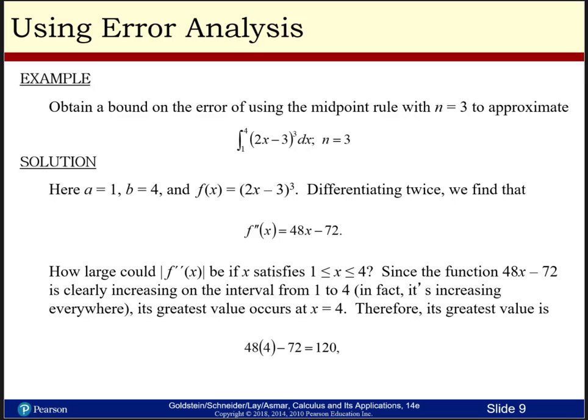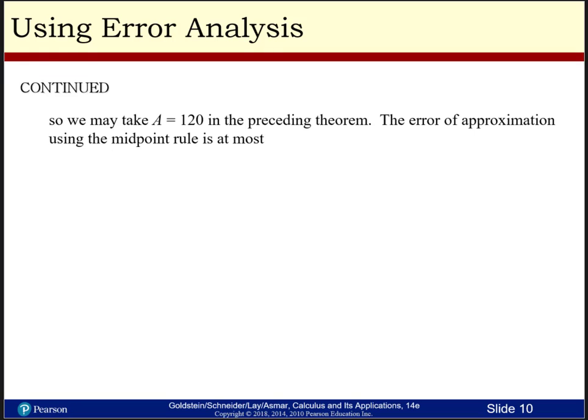How large could f double prime of x be if x is anywhere between 1 and 4? Since the function 48x minus 72 is clearly increasing on the interval from 1 to 4, in fact it's increasing everywhere, its greatest value occurs at x equals 4. Plugging in 4, 48 times 4 minus 72 is 120. So we may take a equal to 120 in the preceding theorem. The error of the approximation using the midpoint rule is at most, plugging all of that in, 15.